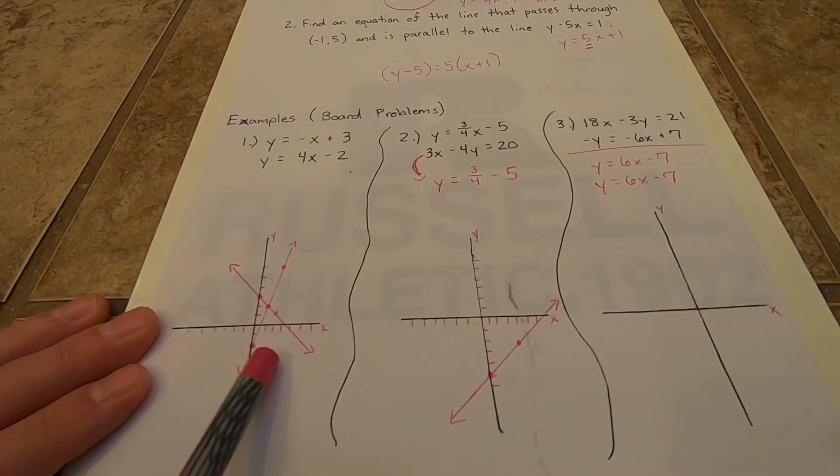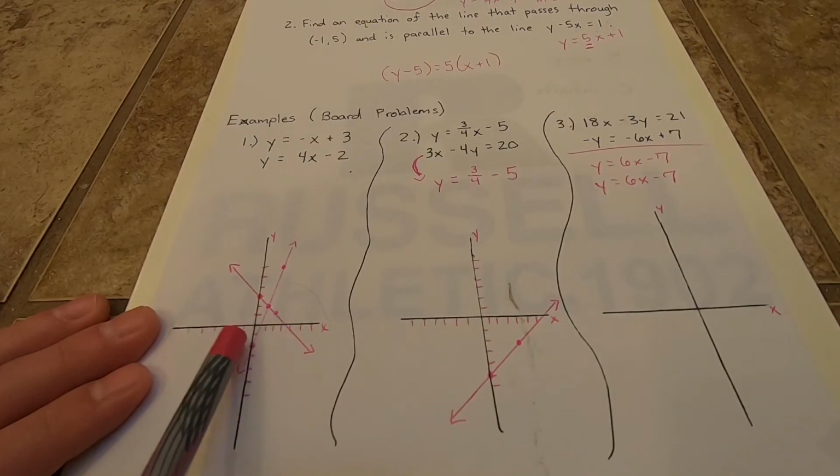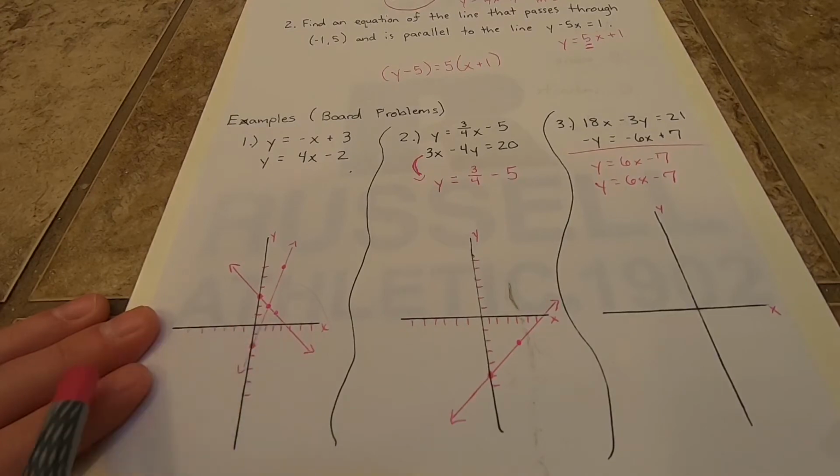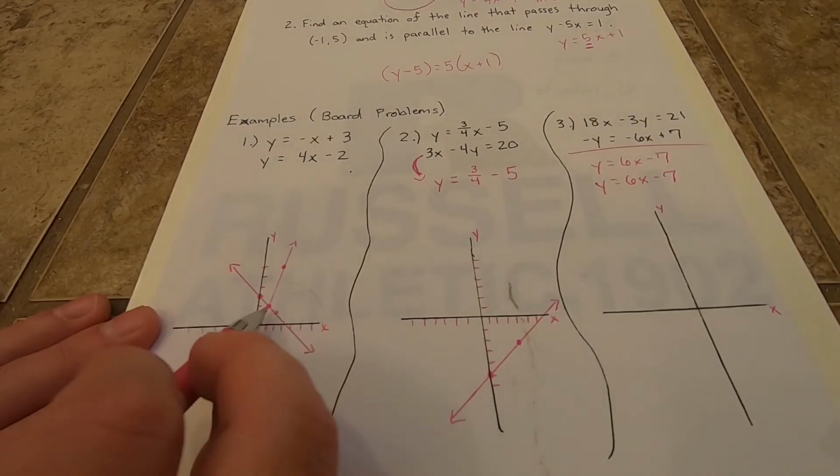Both functions are listed in the same one, so again this is referred to as a system, and the solution to the system will always be where your two lines intersect. So it looks as if my two lines intersect at 1, 2. You can see that they intersect there.